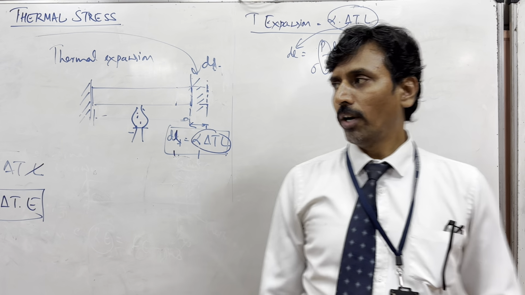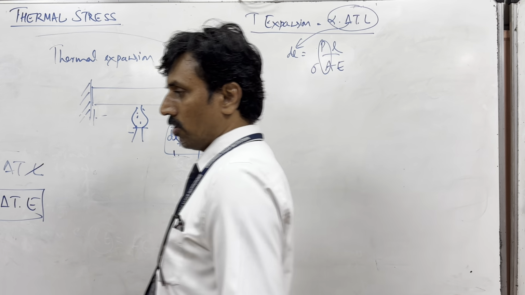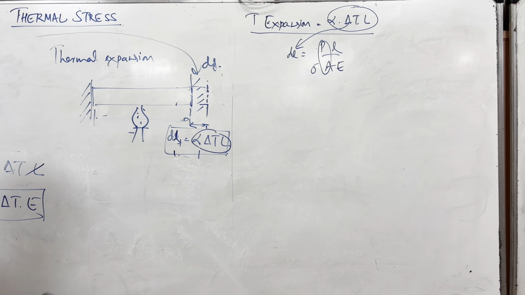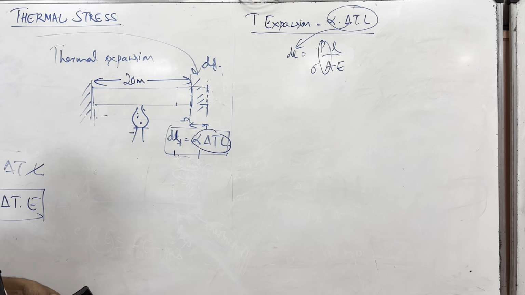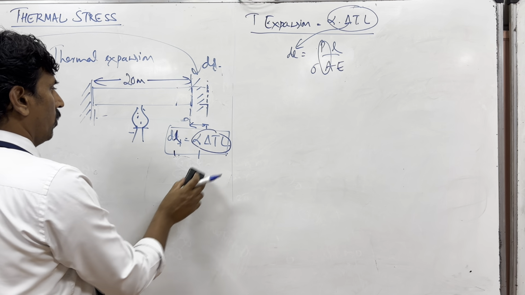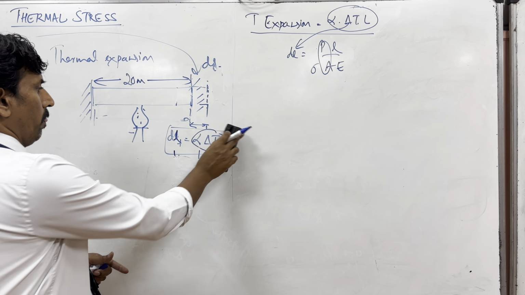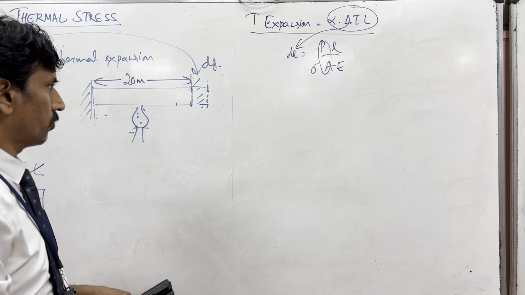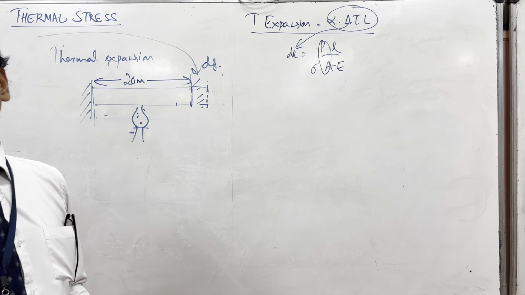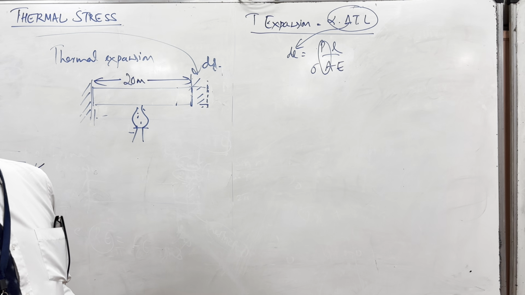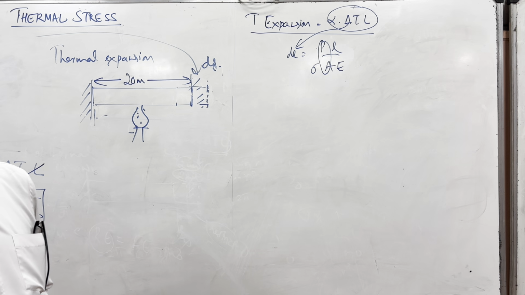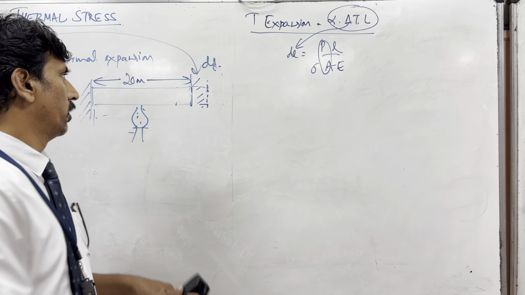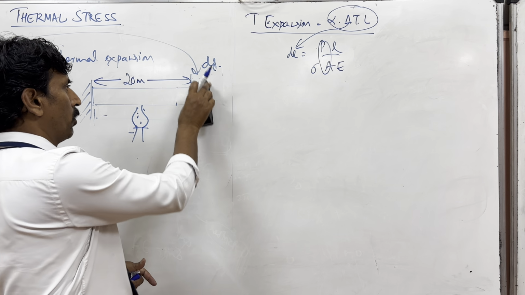Find the thermal stress in a steel rod of 20 meter length, heated to 80 degrees centigrade from a room temperature of, make it, instead of 25, you make it 20. Heated to 80 degrees centigrade from a room temperature of 20 degrees centigrade.